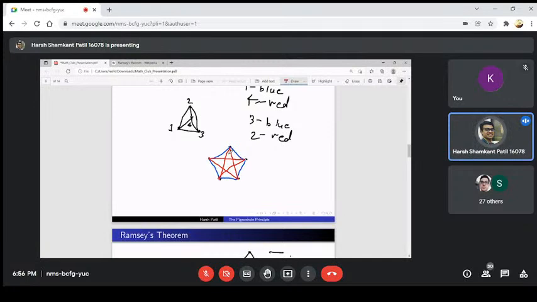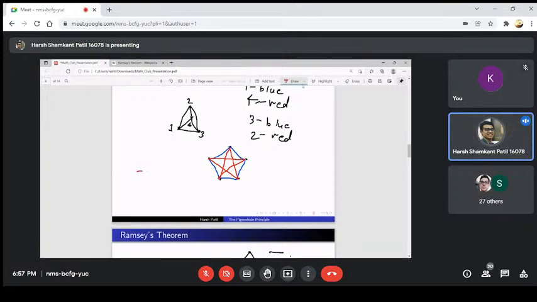So it doesn't work for 5, it works for 6, and for any number greater than 6, of course it will work, because we can just choose a subset of 6 vertices, and since it holds for 6, we'll have either a red triangle or a blue triangle. So the smallest integer for which this theorem holds, we call it the Ramsey number.